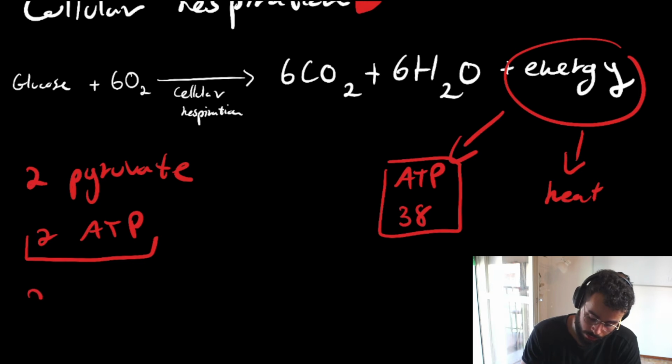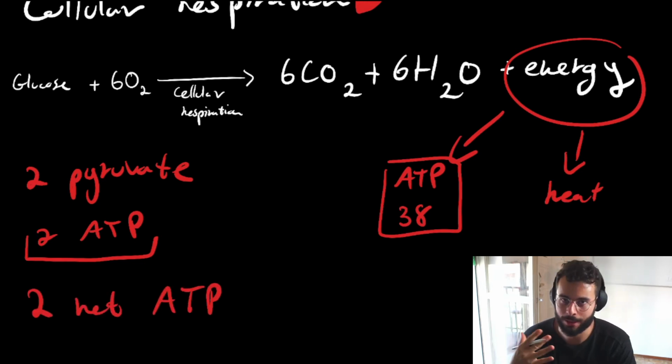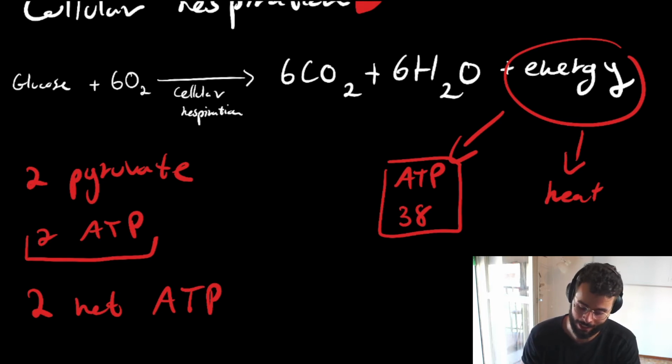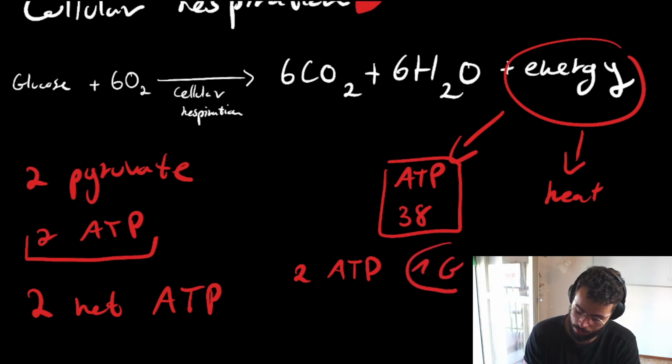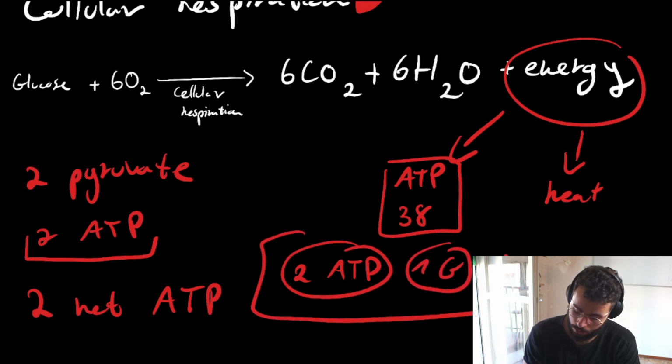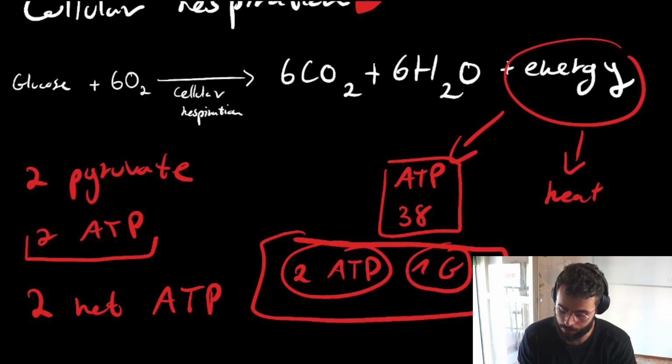So we are going to get a net of 2 ATP. We are going to get 4 ATPs, but we are going to lose 2 ATPs. So the net income of ATP is 2 ATP for each glucose monomer, and it's very important as well. So how many ATP do we get from glycolysis? We get 2 ATP for 1 glucose molecule each time we do glycolysis.